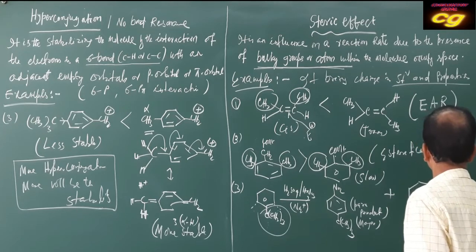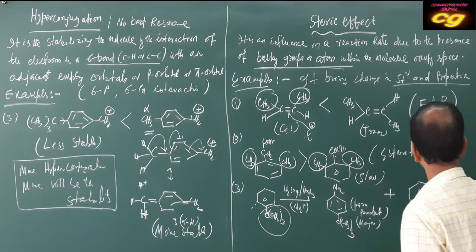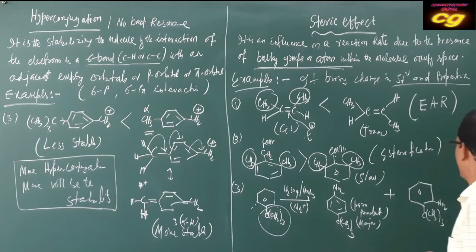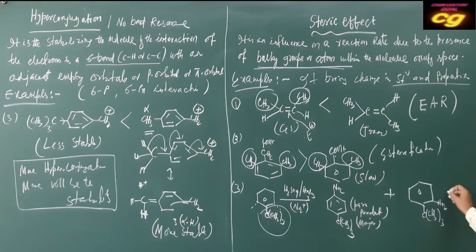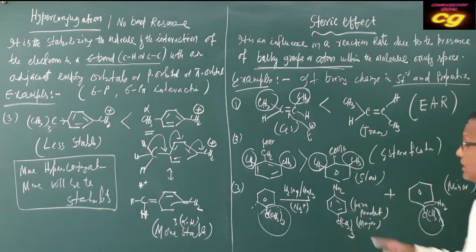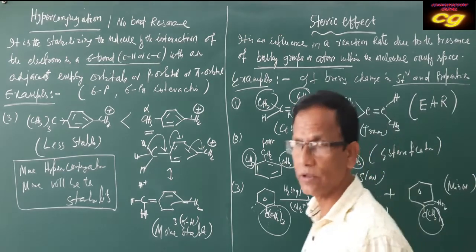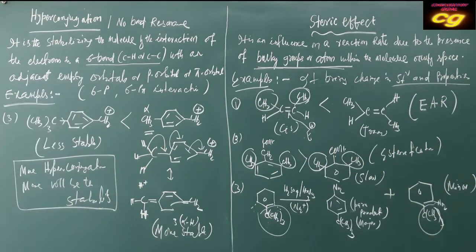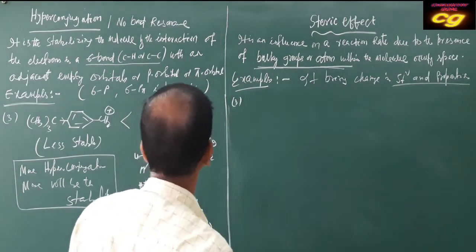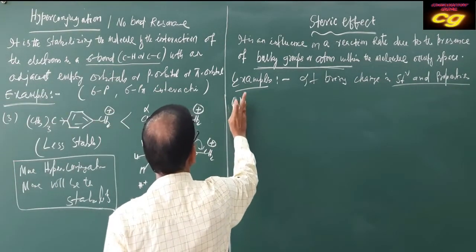If you see here the nitro group, this position is minor, this is major, because this side is not free. This side is not free for the electrophile to attack at this position. That's why the major product is the para-substituted product. Okay? Then complete this one. Next we will start. Third example we can take. Fourth one. This is your fourth example.